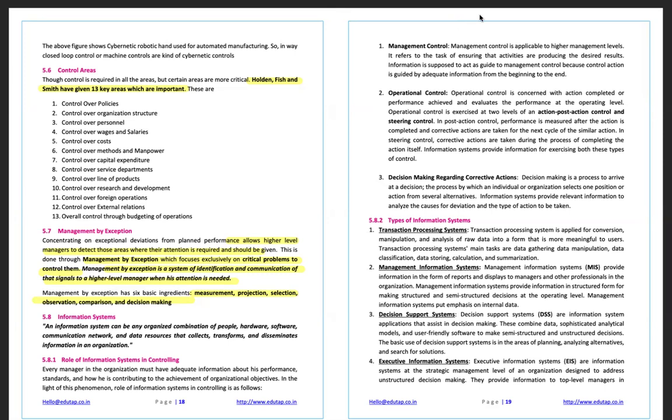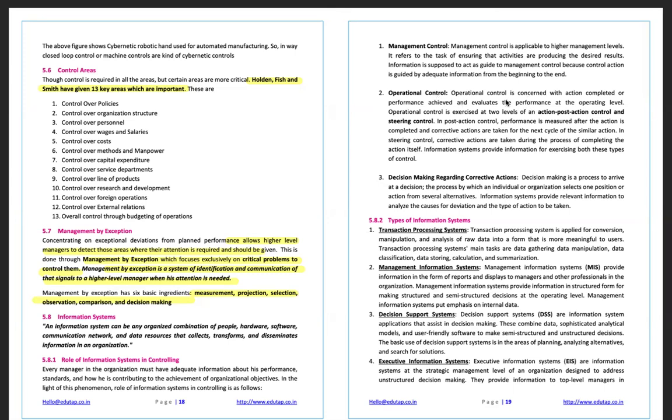So management control. Management control क्या है? Is applicable to higher management levels. It refers to the task of ensuring that activities are producing the desired results. Information is supposed to act as guide to management control because control action is guided by adequate information from the beginning to the end. Operation control क्या है?